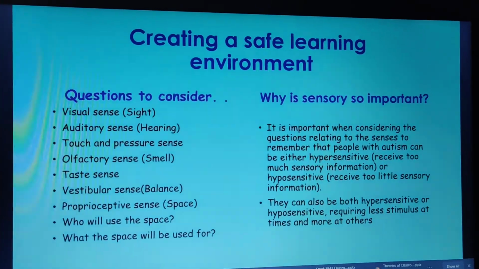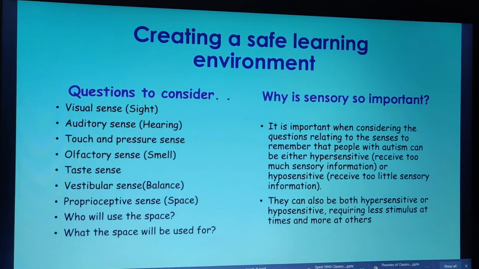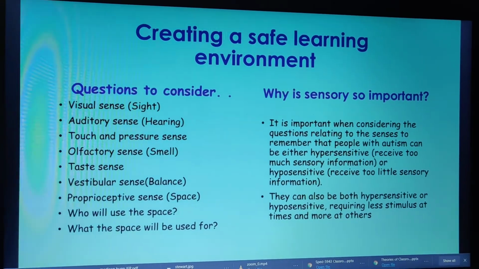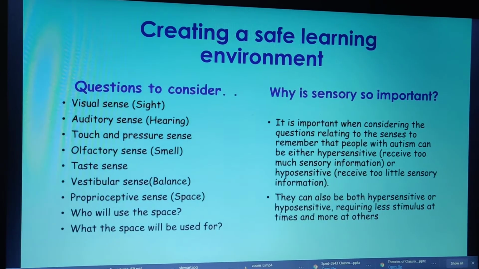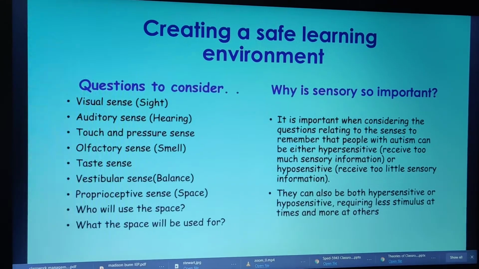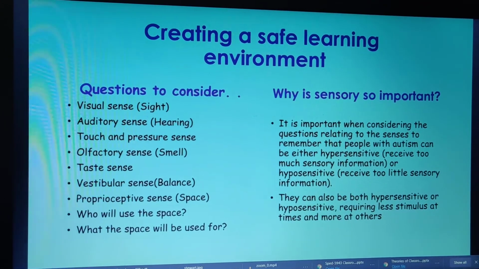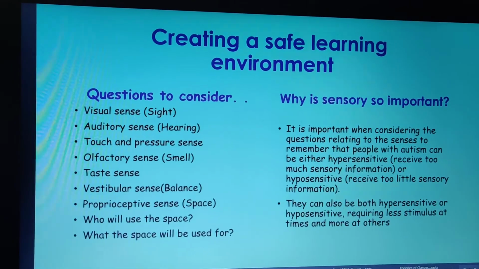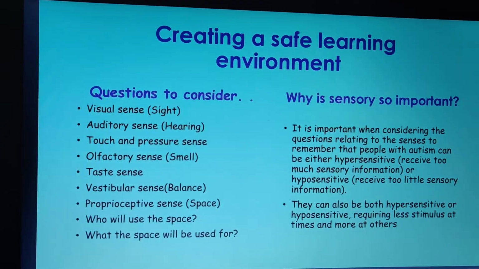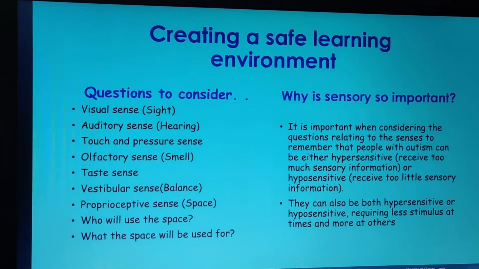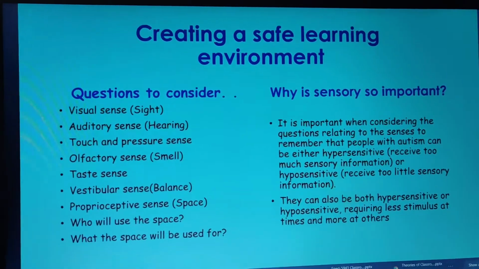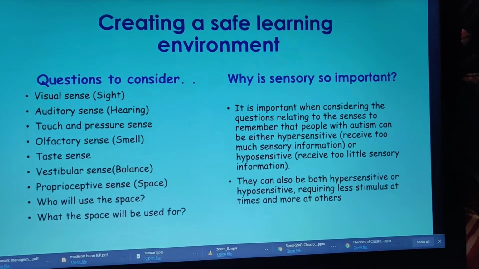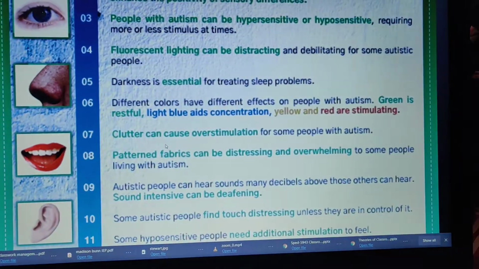But why is it so important to consider those? Because relating to the senses, remember that people with autism can be either hypersensitive, which is they have too much sensory information, or hyposensitive. They have too little sensitivity. They can also be both, but you have to make sure, like if the light bothers them too much, you have less light. So you just need to make sure that you know your students well enough that you're going to make sure that they're perfect in the classroom.